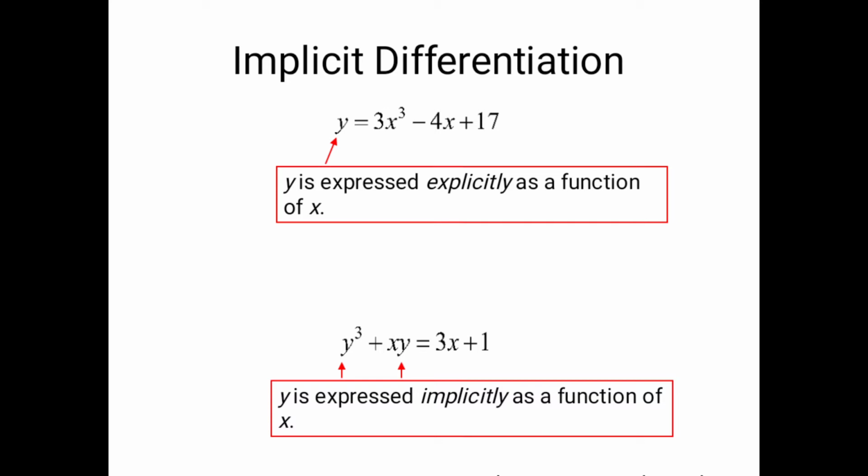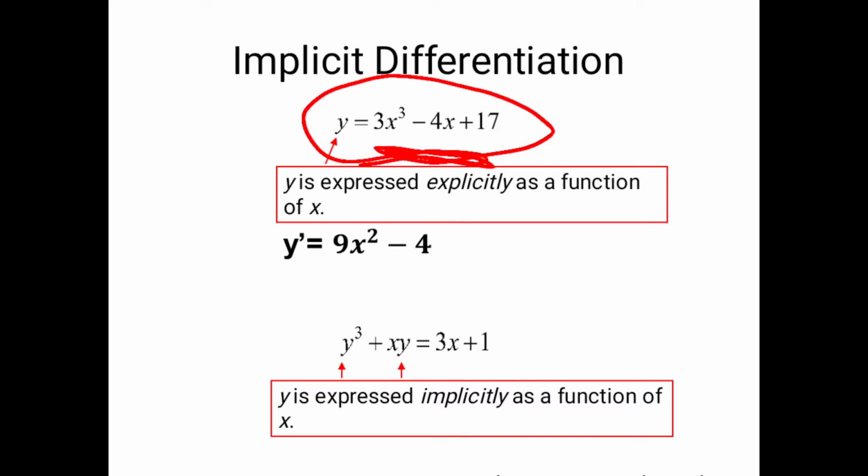Going back to our first equation, y is equal to 3x cubed minus 4x plus 17, it was very easy to differentiate this kind of equation. The derivative of that equation is 9x squared minus 4, through the use of the constant multiple rule. So we differentiate the equation by getting the derivative of each of the terms.